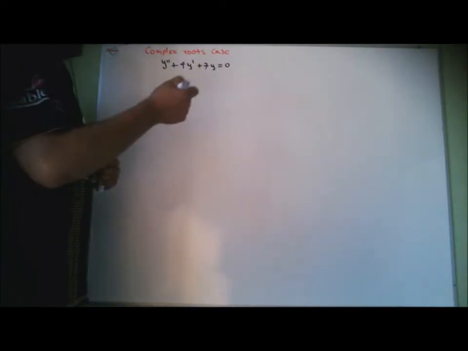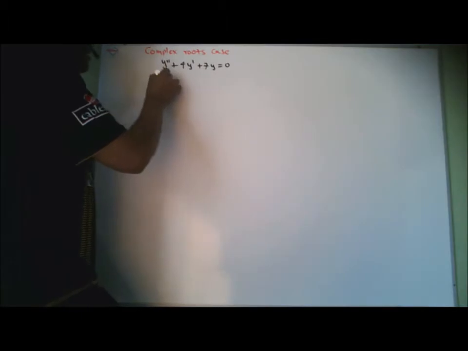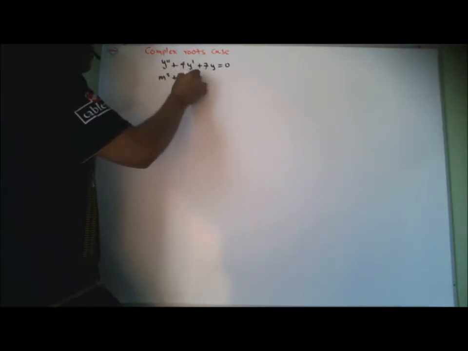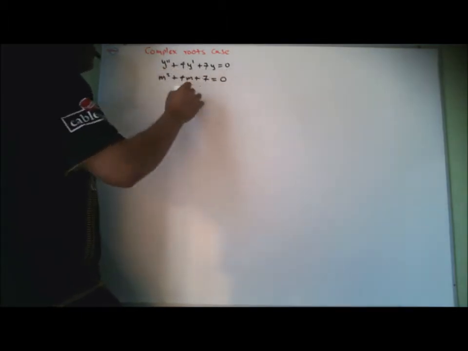Okay, in this video we are going to cover the complex roots case. To start, I'm going to show you an example and what is the problem with this example. Now, the common procedure is to replace this with a characteristic equation. It's going to be m squared plus 4m plus 7 equal to 0.